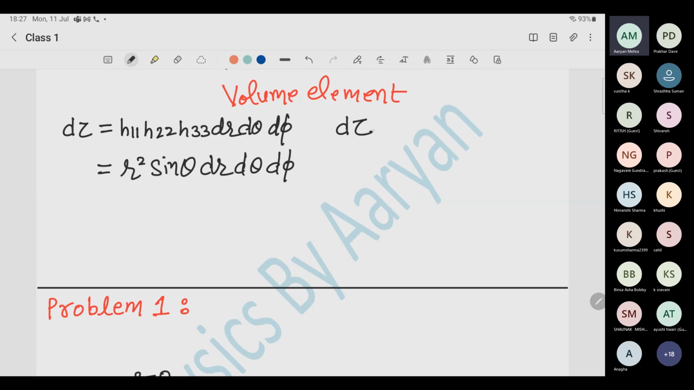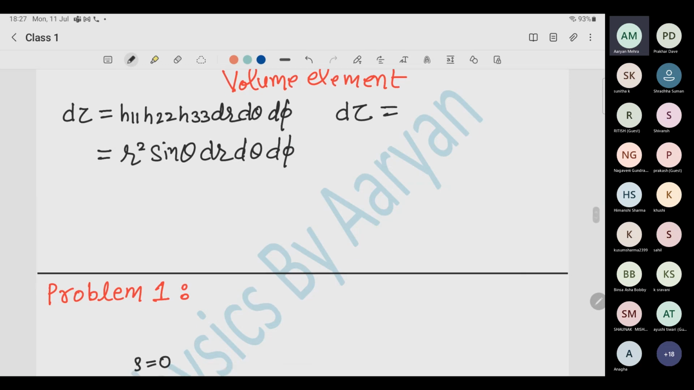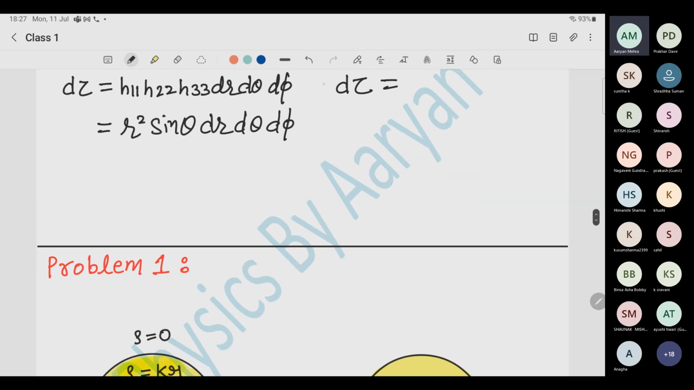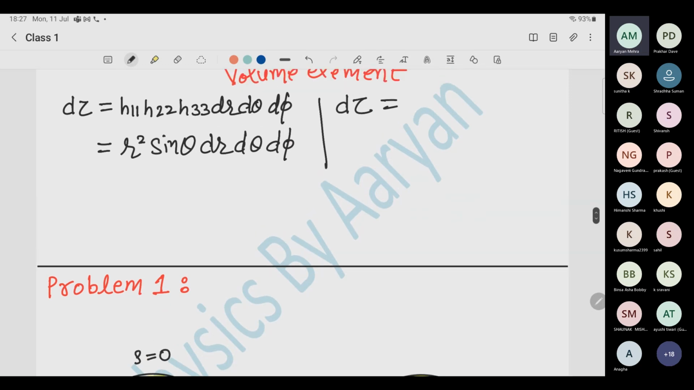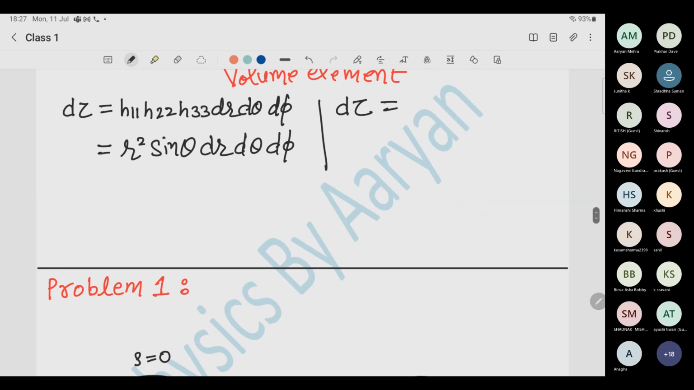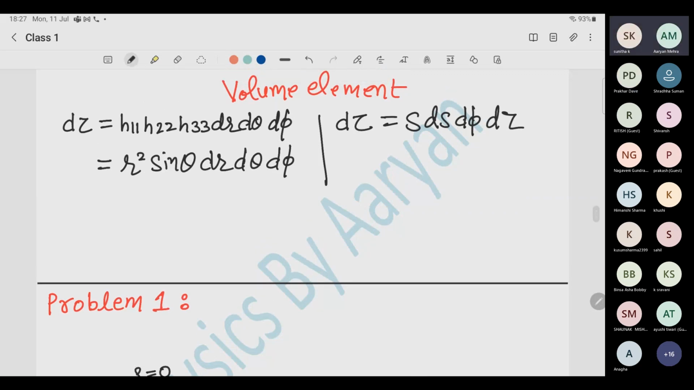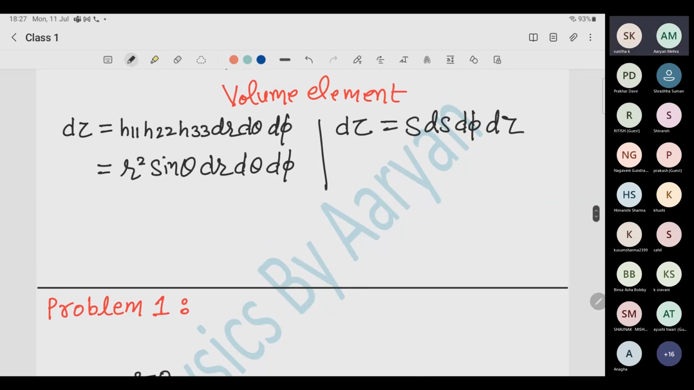And similarly here, what will be the value? You tell me. For cylindrical, what will be the small volume element? s ds d phi dz. Sir, it's r, no? No, we are defining it as s in cylindrical. Why are we defining it as s, not r? That is a question.